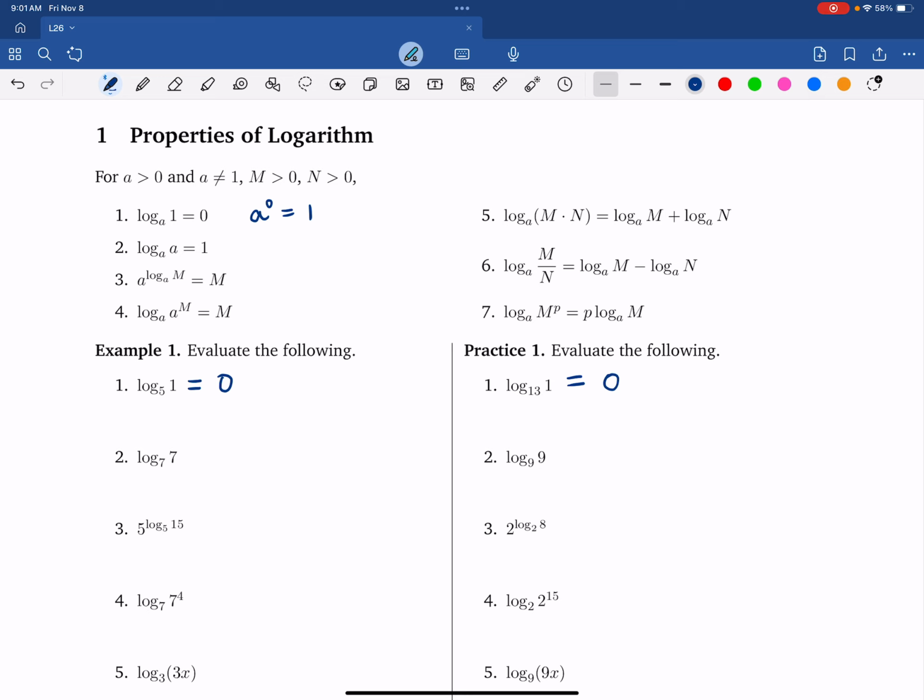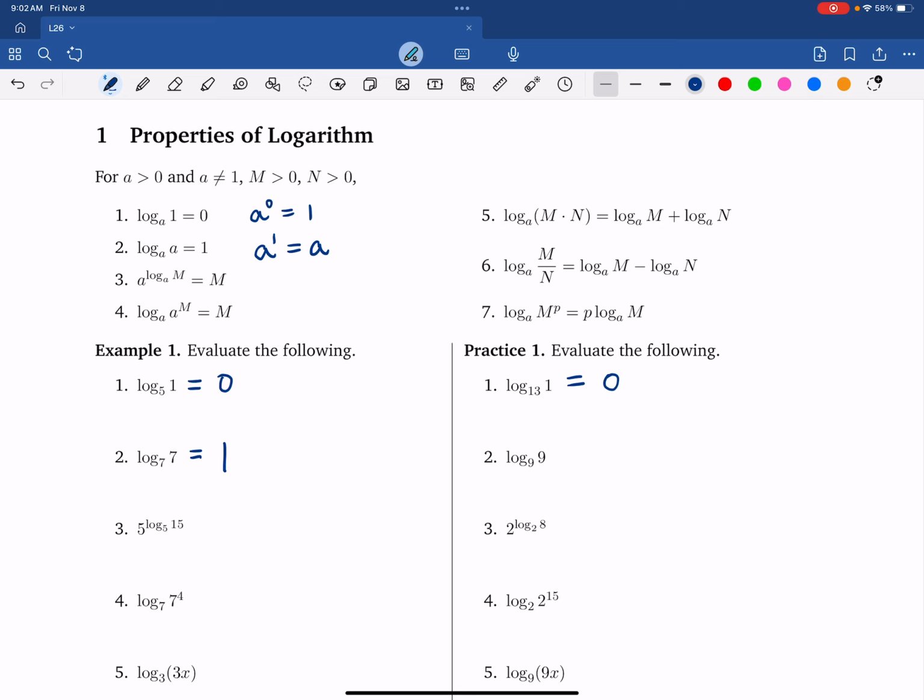Now let's look at number 2 of example 1. This one is log base 7 of 7. Log base 7 of 7 is 1 according to the second property. So why is that? It's because if you look at the second property right here, it says log base A of A is 1, but why is that true? This is because when you raise base A to the first power, you get A. That's why. And of course, I'm not going to prove all of these properties, but some of the simple properties like these two, we're able to demonstrate right away.